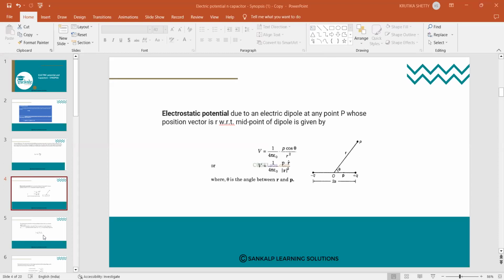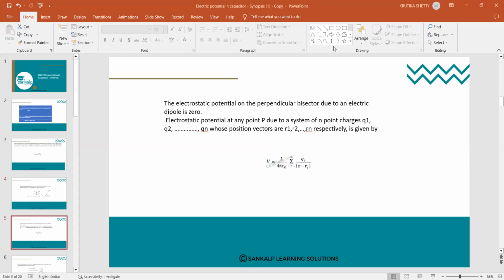Then the next equation. If you require the derivation, please let me know so that I can teach you the full derivation. Otherwise I will only tell you the main points so that we can go for more question answers.